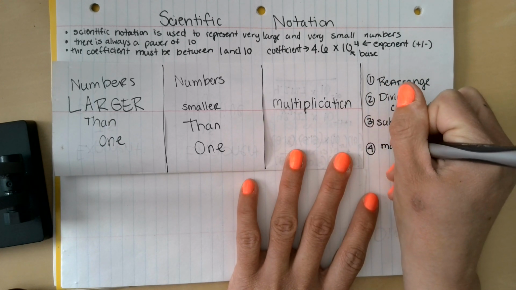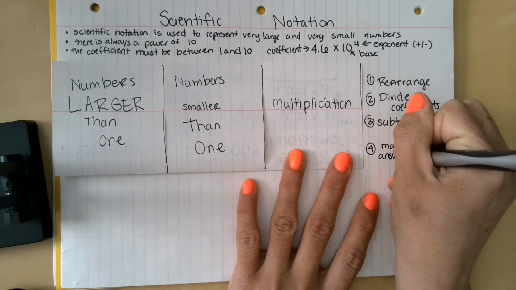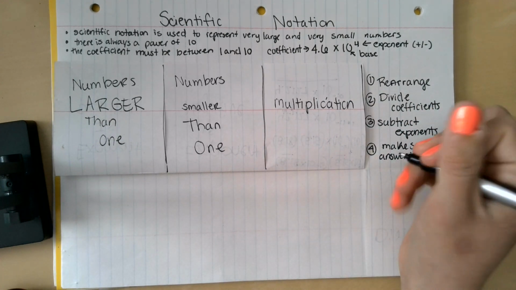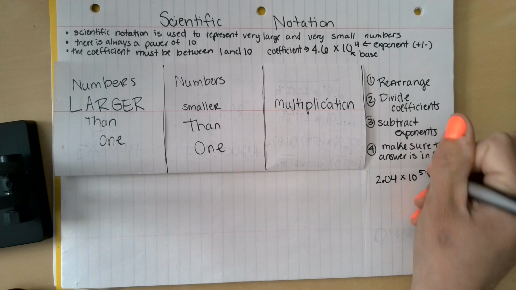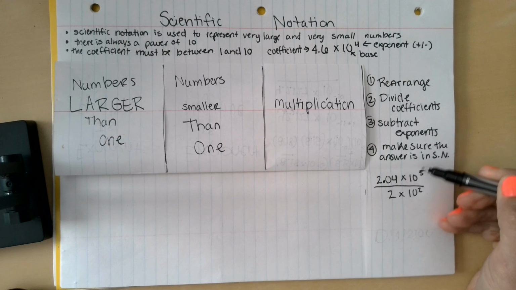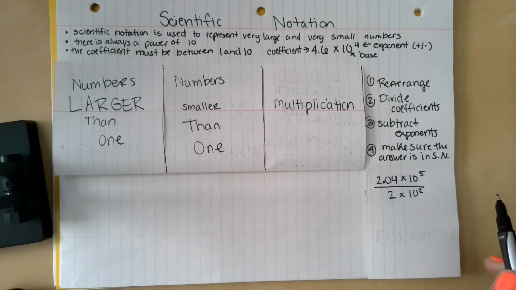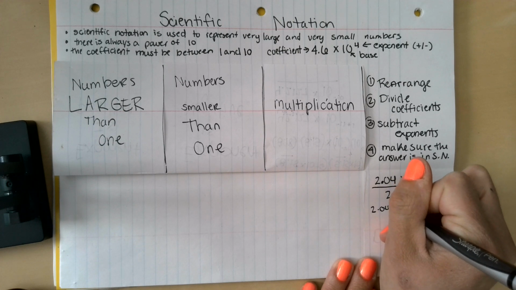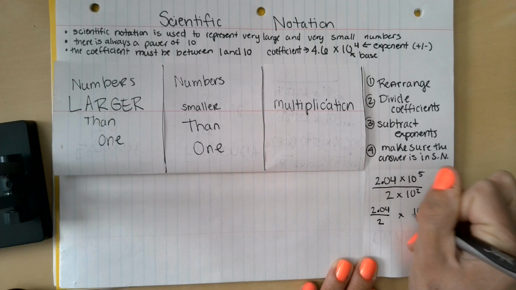And at the end, we're always going to make sure the answer is in scientific notation. Okay, so we're going to do one more example. We're going to do 2.4 times 10 to the 5th divided by 2 times 10 to the 2nd. Now notice these are both whole positive numbers, and so that means these are both numbers greater than 1 when I write them out in standard form, so they're going to be larger numbers. So we're going to do step 1, we're going to rearrange our coefficients. So I'm going to do 2.4 divided by 2 times 10 to the 5th divided by 10 to the 2nd.